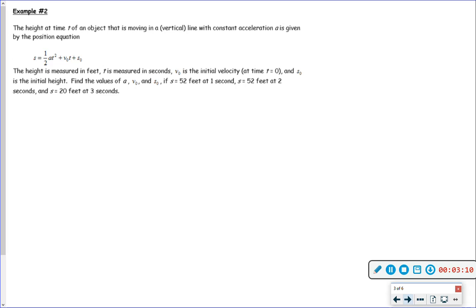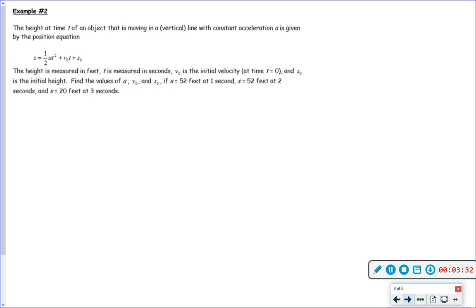As always, my advice, write small. The height at a time t of the object moving in a vertical line with constant acceleration, a, is given by that equation. The height is measured in feet, t is measured in seconds, v sub 0 is the initial velocity at time 0, s sub 0 initial height. Find the values of a, v0, s0.